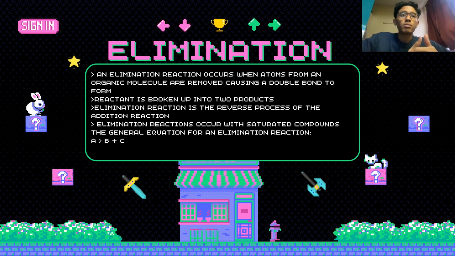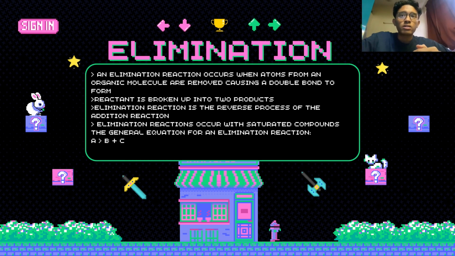So I'm going to explain about elimination reaction. An elimination reaction occurs when atoms from an organic molecule are removed, causing a double bond to form. The reactant is broken up into two products. Other than that, elimination reaction is the reverse process of the addition reaction.